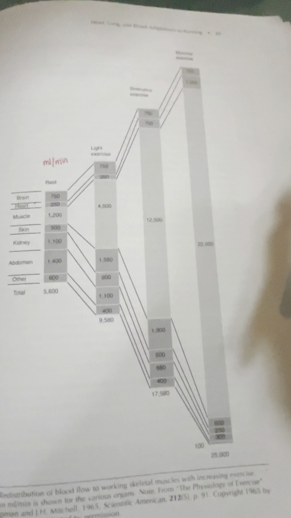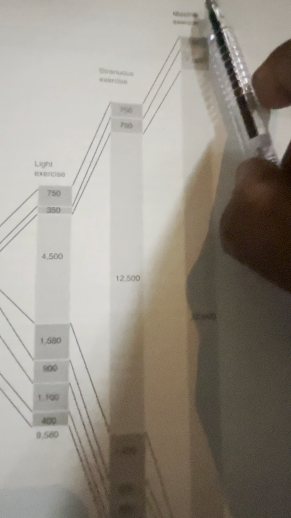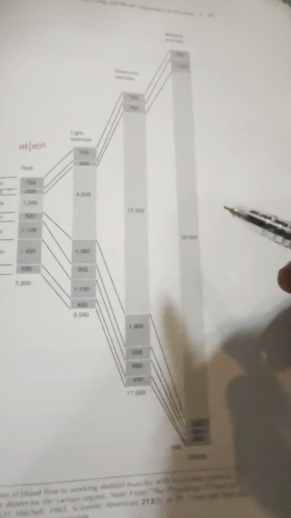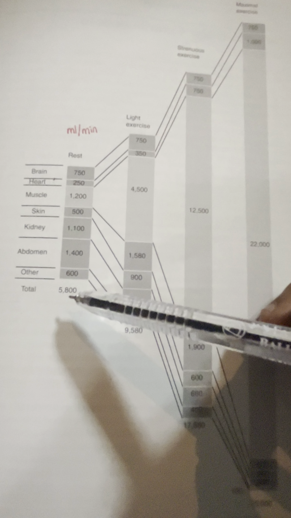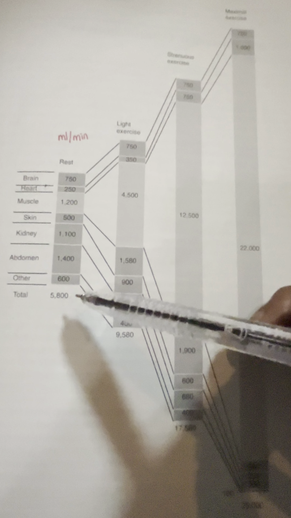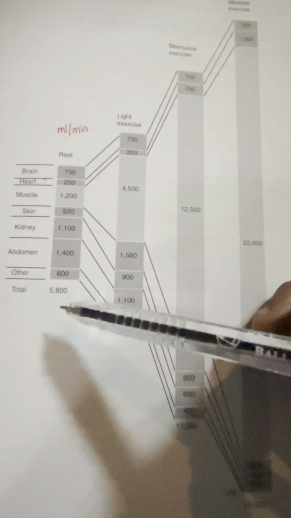So this is a Sankey diagram of blood distribution, and how you have to see this is you've got rest, absolute rest on the left side, and then increasing intensities as the diagram goes across. So here's your maximal exercise right at the right-hand end. Now just look at these distributions. At rest you get about 5,800 milliliters per minute. That's the amount of blood being pumped out by the heart. That's 5.8 liters per minute.